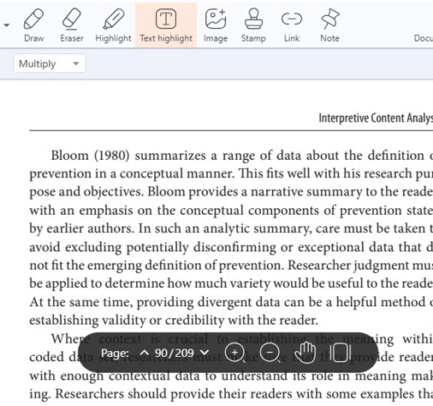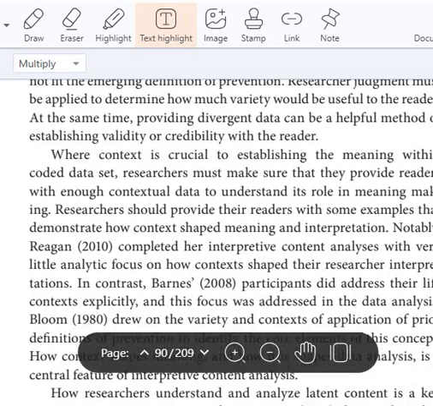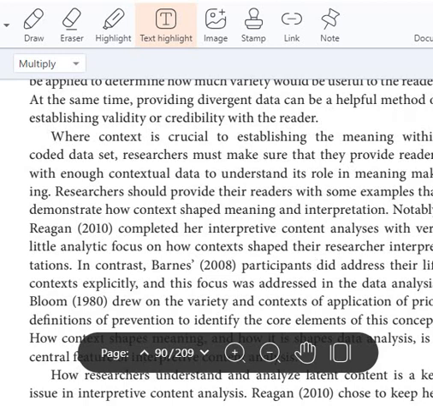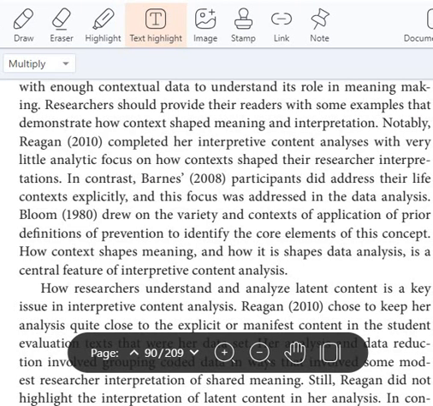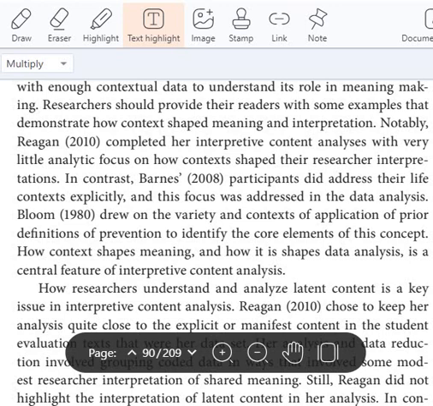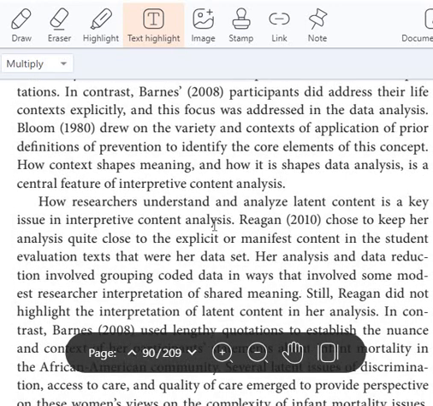It's important to know how context plays its role in shaping meaning, and how it shapes data analysis is a central feature of interpretive content analysis. How researchers understand and analyze latent content is a key issue in interpretive content analysis. Reagan, for example, chose to keep her analysis quite close to the explicit and manifest content in the student evaluation texts that were her data set.